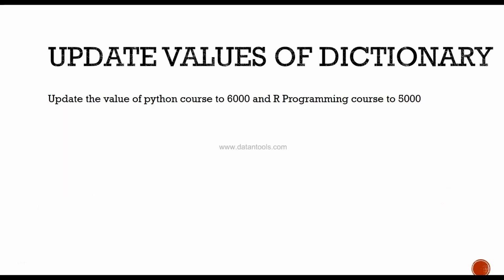You need to update the values of the dictionary, and the instruction is here. Update the value of the Python course to 6000 and the R programming course to 5000. If you find any difficulty in updating the values, then just look at the video again.